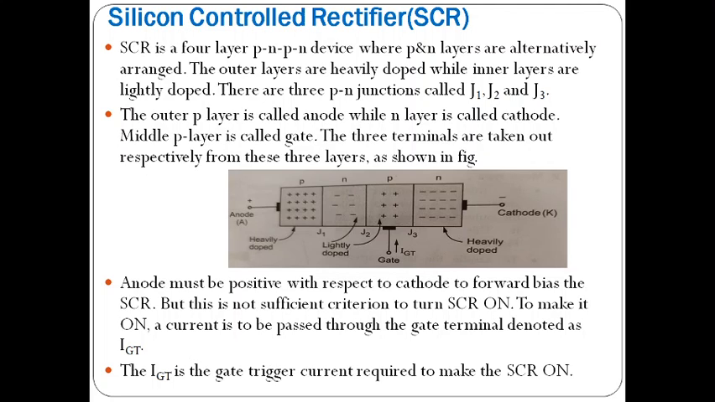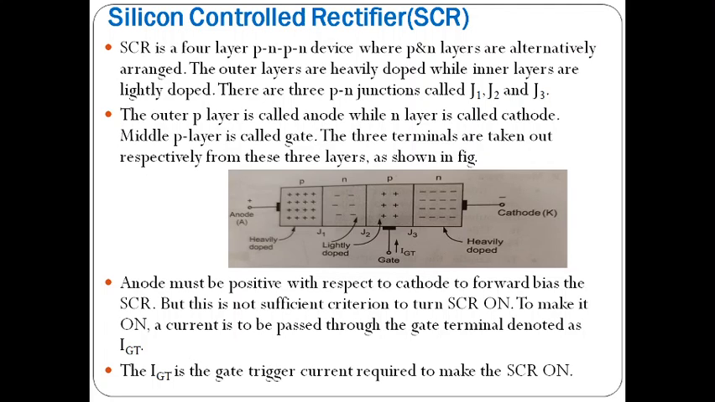This is a four-layer P-N device where P and N layers are alternately arranged. We can observe this in the diagram. The outer layers, P and N, are heavily doped and the inner layers, N and P, are lightly doped. So we have four layers, and due to these four layers we can form three junctions named J1, J2, J3, which you can observe in the diagram.